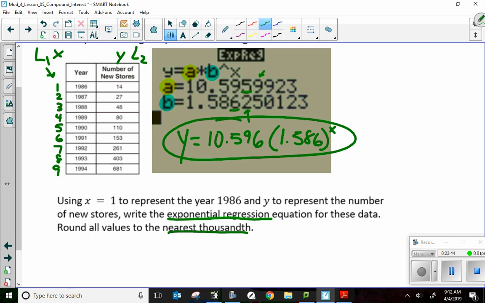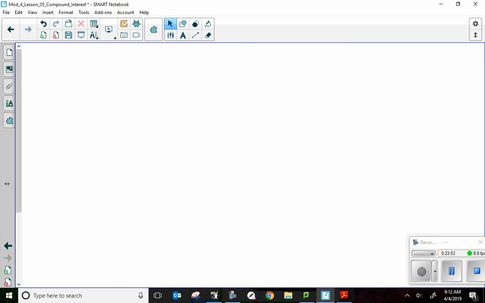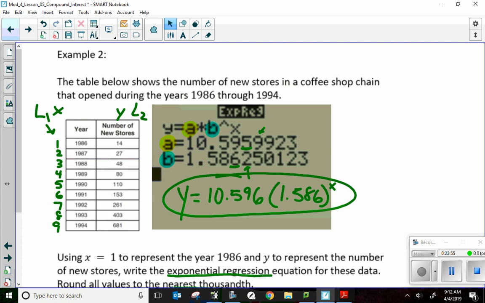They don't want us to calculate anything. They just want us to get the regression. Pretty simple. Nice. We are all done. All right, well, we're done.